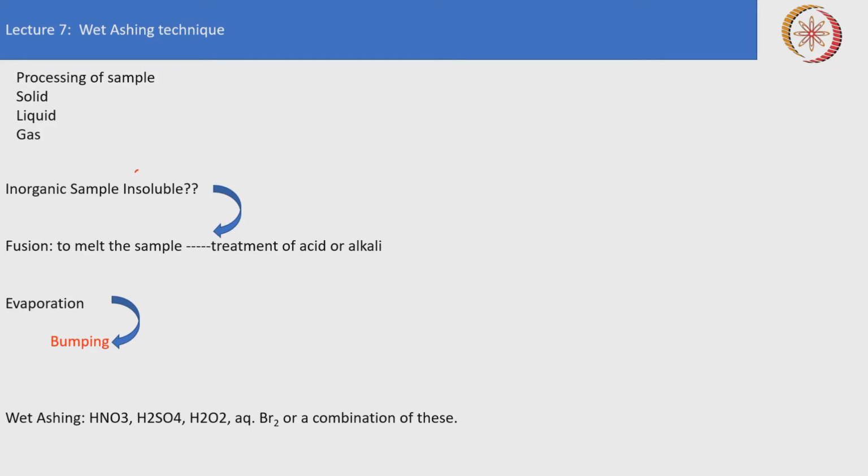So that is lecture 7. We have learned that if you have a solid sample, liquid sample, and gas sample, how you will treat them further so that you can get the analyte which you want to measure, or you want to know what the analyte is and what concentration of that analyte is present. The solid sample I'll discuss later. So the liquid sample is there.